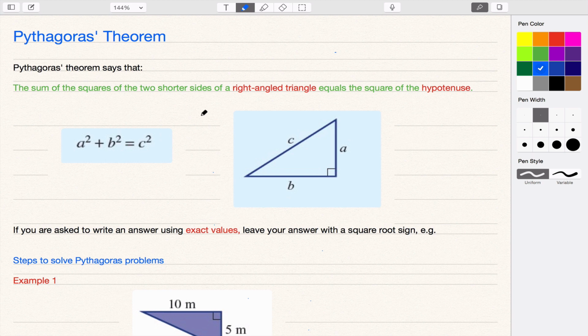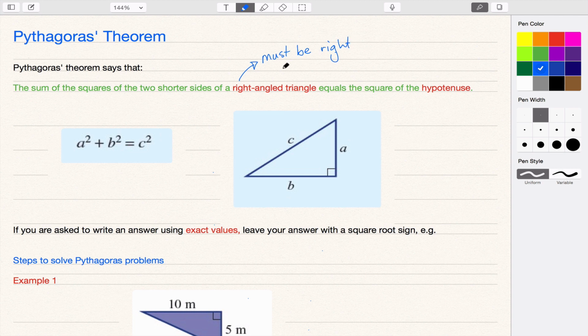Pythagoras Theorem says that the sum of the squares of the two shorter sides of a right-angled triangle equals the square of the hypotenuse. Now there's a few words in there. First one I want to point out is for Pythagoras Theorem to work, it must be a right-angled triangle.